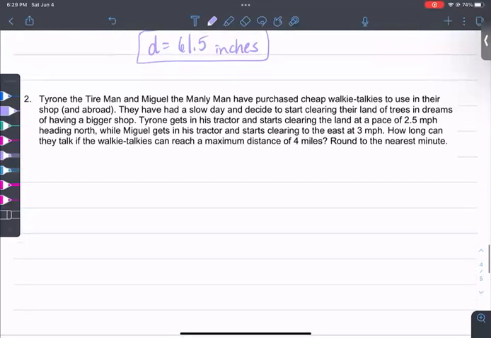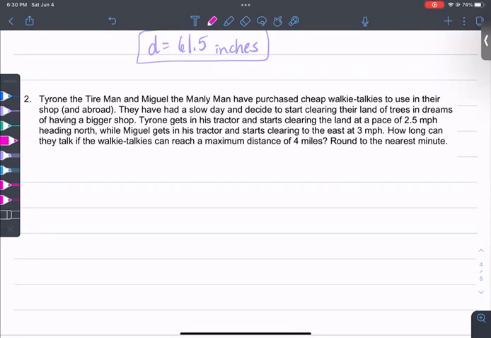Okay, word problem number 2. Tyrone the tire man and Miguel the manly man have purchased cheap walkie-talkies to use in their shop and abroad. They have had a slow day and decide to start clearing their land of trees in dreams of having a bigger shop. Tyrone gets in his tractor and starts clearing the land at a pace of 2.5 miles an hour, heading north, while Miguel gets in his tractor and starts clearing to the east at 3 miles per hour. How long can they talk if the walkie-talkies can reach a maximum distance of 4 miles? And then we'll round to the nearest minute.